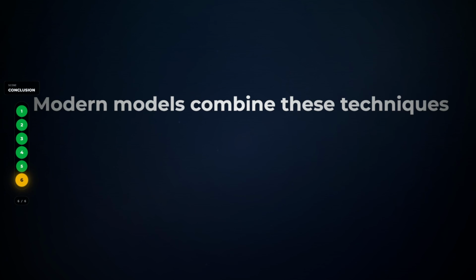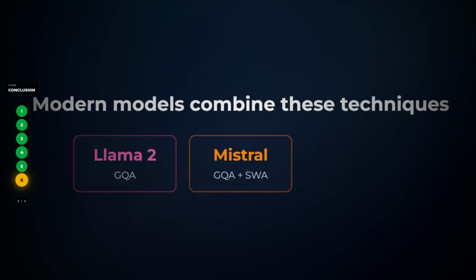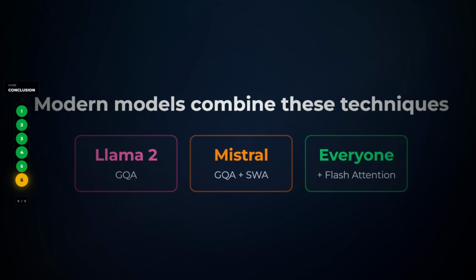In practice, modern models combine these techniques. Llama 2 uses GQA, Mistral uses GQA plus sliding window. And almost everyone uses flash attention under the hood.